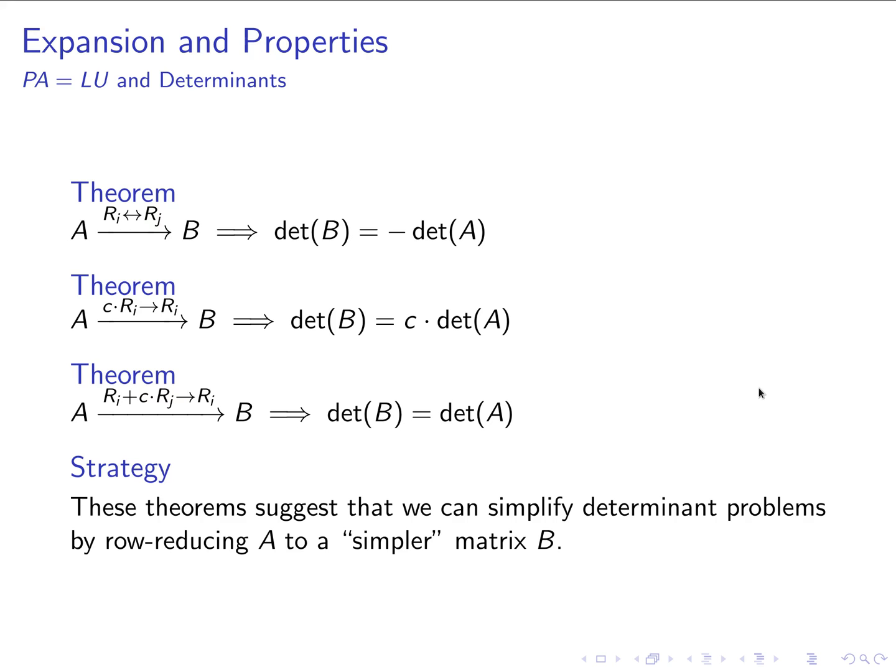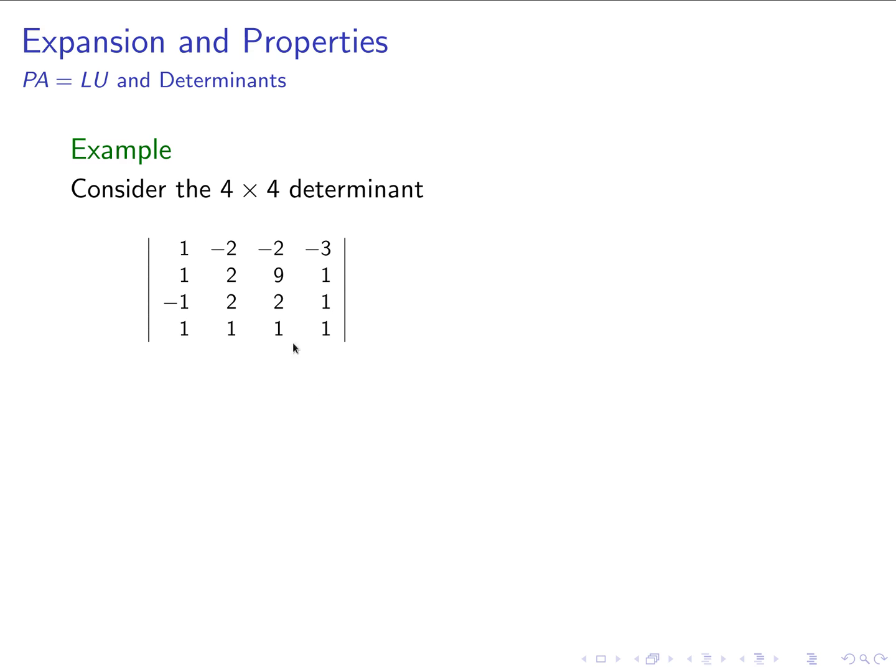So that suggests a strategy. These theorems are suggesting that we can simplify our determinant problems by row reducing our matrix to a simpler matrix B. And when we say simpler, what we mean is a matrix that has lots of conveniently placed zeros. Okay, so let's do a 4x4 determinant using this method. So here we have the task of calculating this 4x4 determinant. And one of the issues here is that this matrix doesn't have any zeros inside of it. So despite the cofactor expansion theorem being an option here, there's no row or column that is particularly advantageous to choose because there are no zeros here.